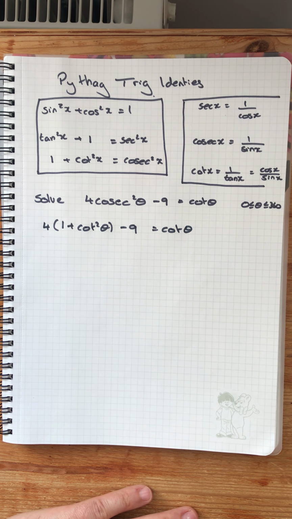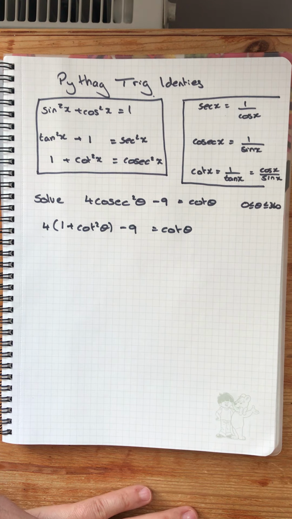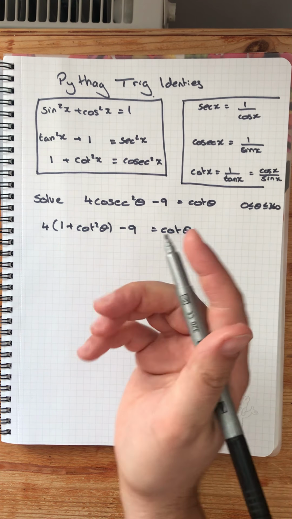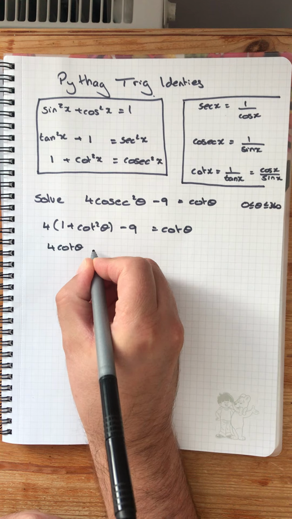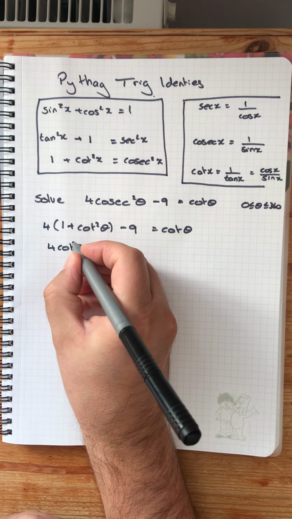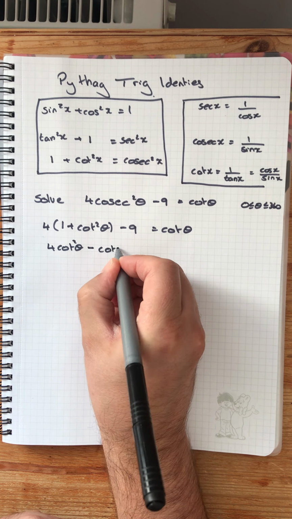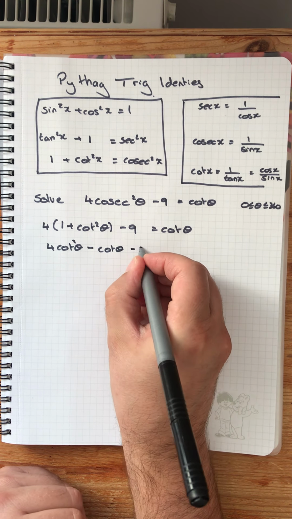Doesn't look overly pretty, but if it is a quadratic, well, we've got a cot squared term and a cot term, then all quadratics, they always equal 0. So let's multiply out this bracket, tidy things up and get it all onto one side. So we've got the 4 cot squared theta. I'm going to bring that individual cot theta over, and 4 times 1, take away 9 will give me minus 5.